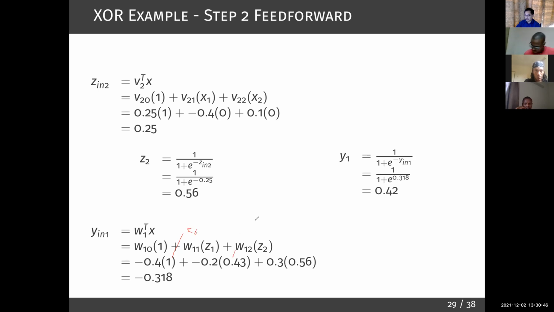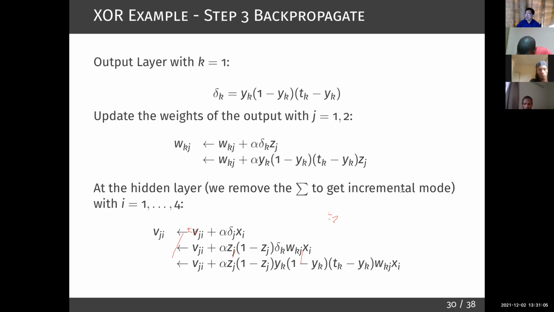So this is your Z1, and this is your Z2. Okay, so again, we compute this to be negative, and you plug it in here. So now it becomes positive. So your output is 0.42. That is not 0. Now, we only have one output layer, that is k is equal to 1.